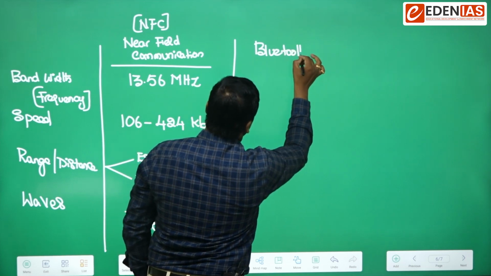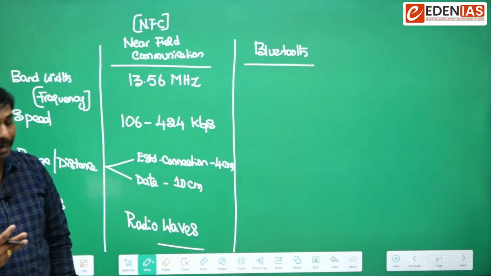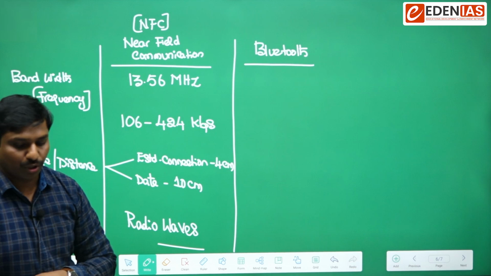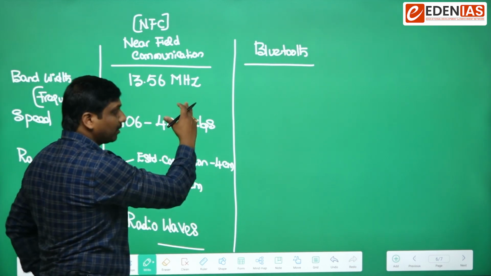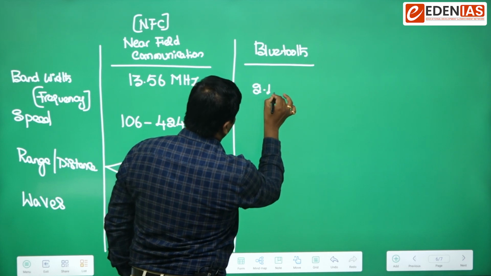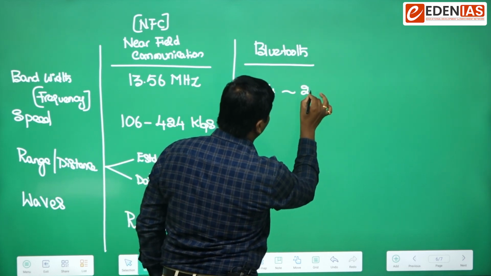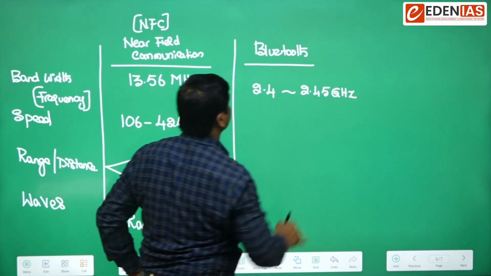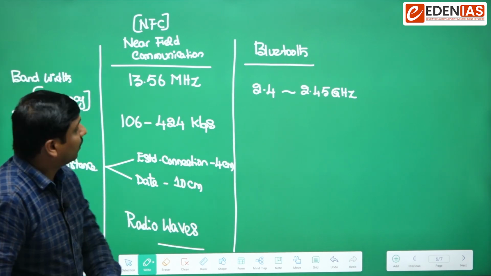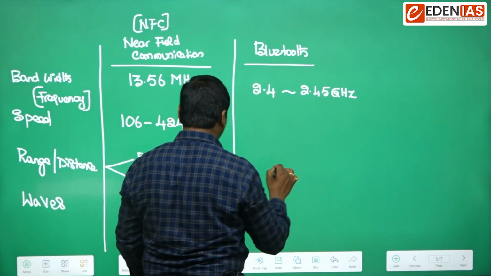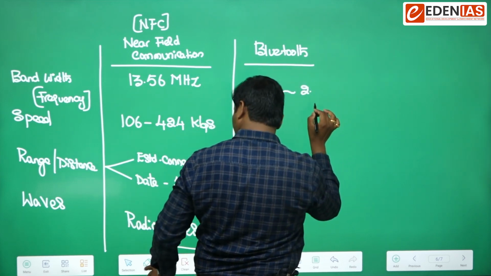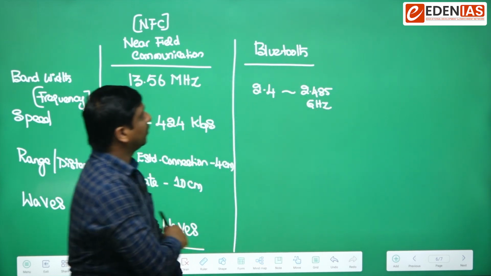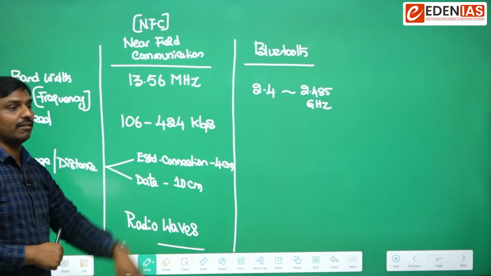Each technology has its own properties, its own bandwidth, its own speed, its own range. Bluetooth will have a range. What is the bandwidth or frequency? Usually its bandwidth is in the range of 2.4 to 2.45, or to be precise 2.485, gigahertz. This is the bandwidth of Bluetooth.